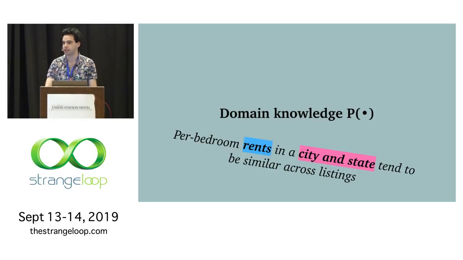There's also kinds of domain knowledge like this, that per bedroom rents in a city and state tend to be similar across listings, right? And this is what allowed us to choose Beverly Hills, California as more likely than Beverly Hills, Missouri, because Beverly Hills, California had a $4,000 rent. That made sense, whereas Beverly Hills, Missouri, that wouldn't have made as much sense. And note that this particular piece of domain knowledge connects unknown variables, city and state, with the observed variable rent, telling us how our observations depend on the value of the unknown variable. And that's going to allow us to reason about which possible unknown values actually explain our observations better, right? Make our observations more plausible.